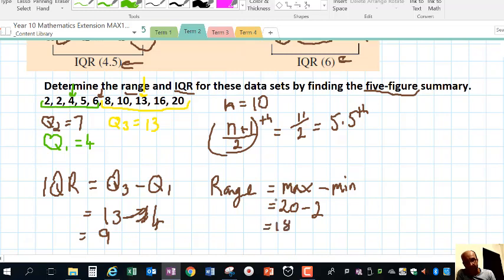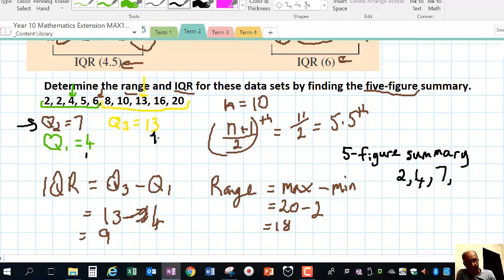And the 5-number summary. Remember with the 5-number summary, we have the lowest value first, which is 2. So we've got the 5 numbers. The first one was the lowest value, which is 2. Then we go for the lower quartile, which is 4. Then the median, which is 7. Then Q3, which is 13. And then the maximum value, which is 20. And we've got our 5-figure summary.